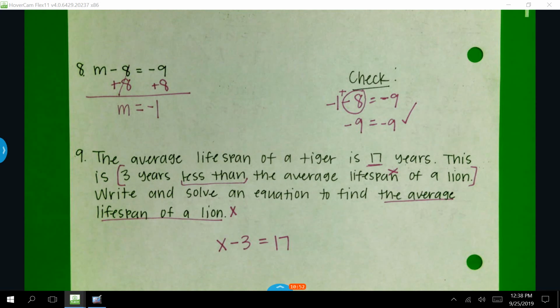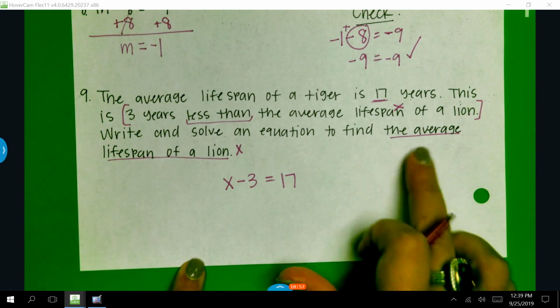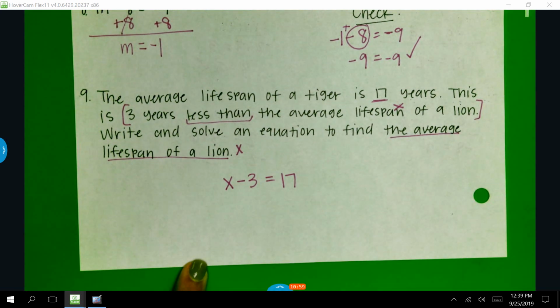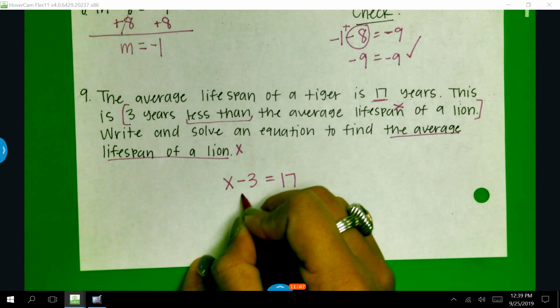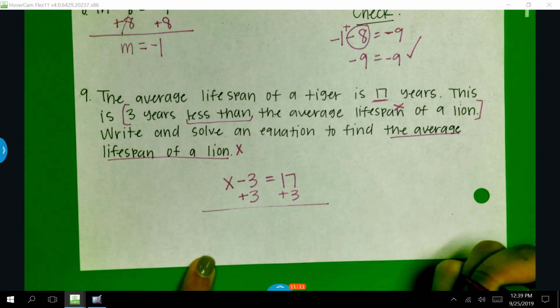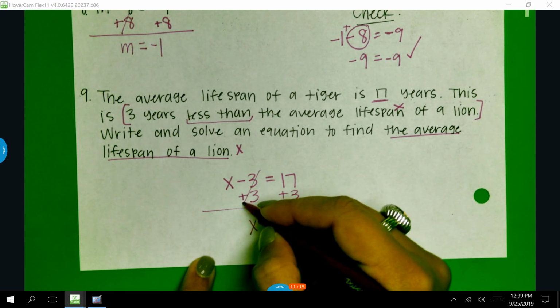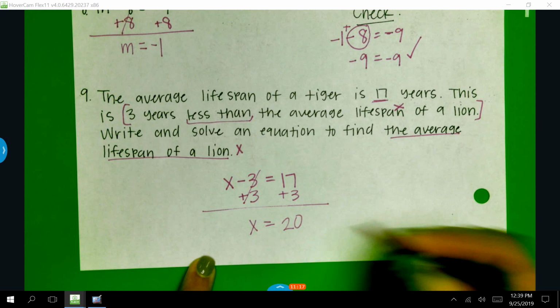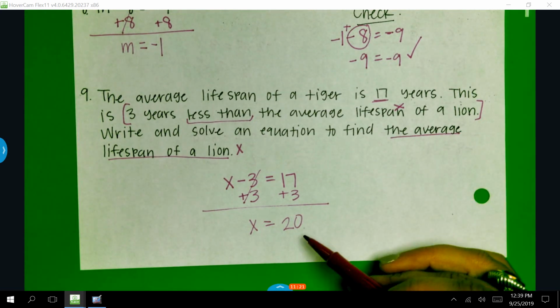So there's my equation. Now I need to solve for X so I can find out what the average lifespan of a lion is. So how do I solve that? You have to add 3 to the left and the right side. Yep, add 3 to both sides. And then that would equal 20. So the average lifespan of a lion is 20 years.